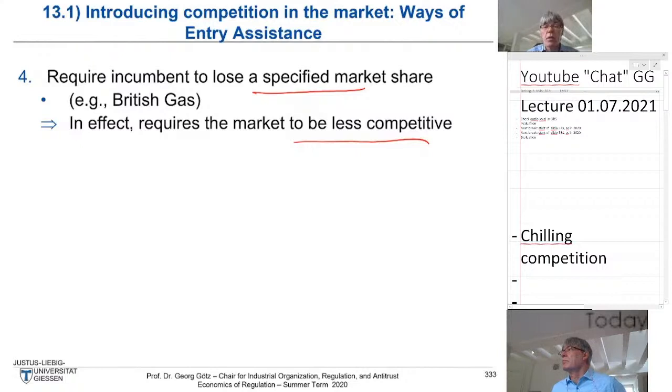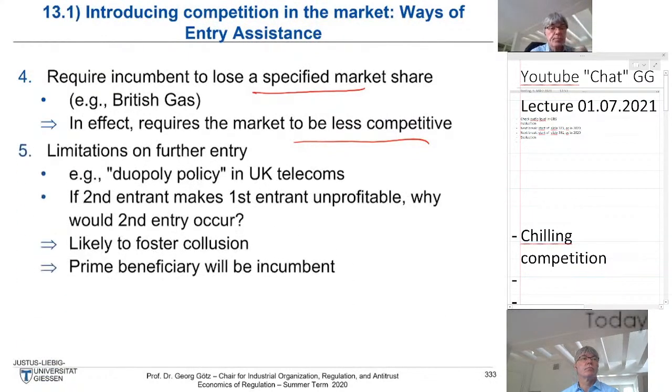For instance, what also comes to mind is this single buyer rule with football. The Bundeskartellamt, the Federal Cartel Office, required that the Deutsche Bundesliga didn't sell all the rights to a single supplier or a single buyer like Sky. And so they required the incumbent, or the supplier, to lose market share.